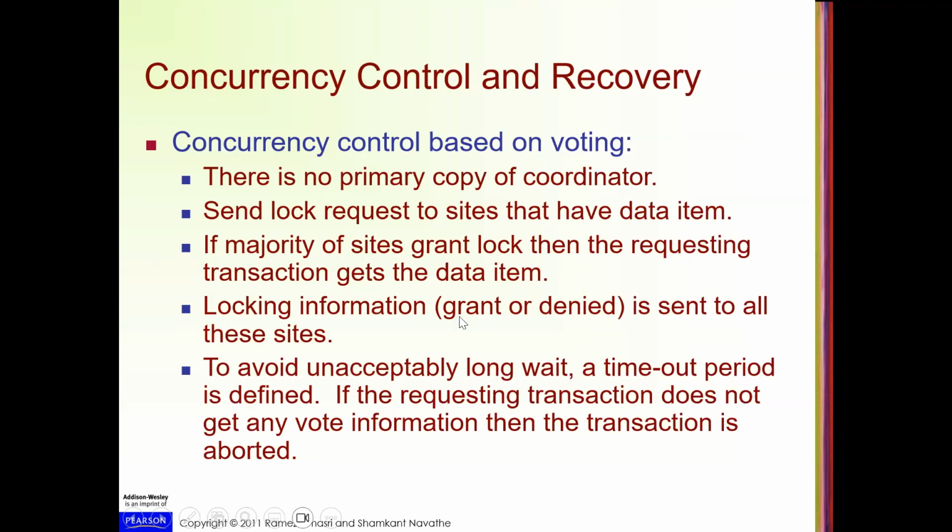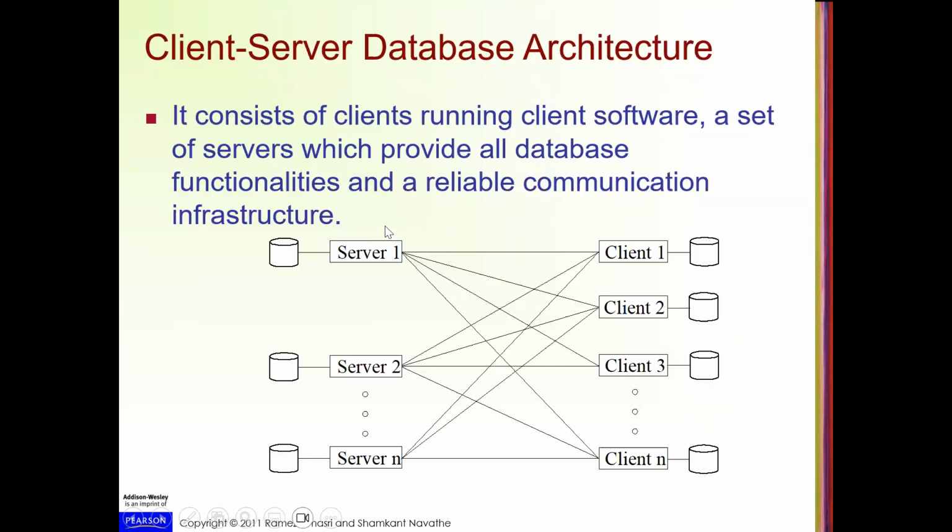Locking information, which can be either granting or rejecting a lock, is sent to all the sites to avoid long waits. A timeout period is defined. So, if the transaction is waiting for a long time for a particular data item, the timeout period is defined. For example, a data item cannot be locked for more than 2000 nanoseconds, for example. If the requesting transaction does not get any vote information, then the transaction is cancelled. So this is how the concurrency is controlled based on voting.